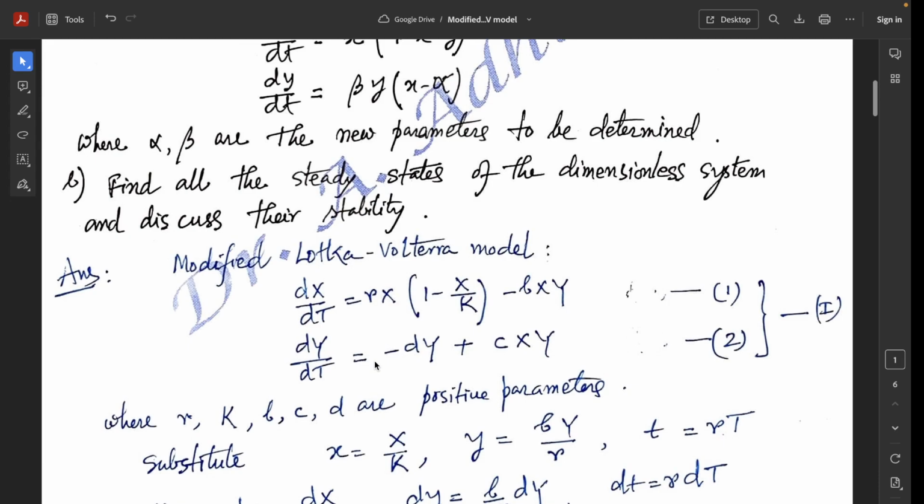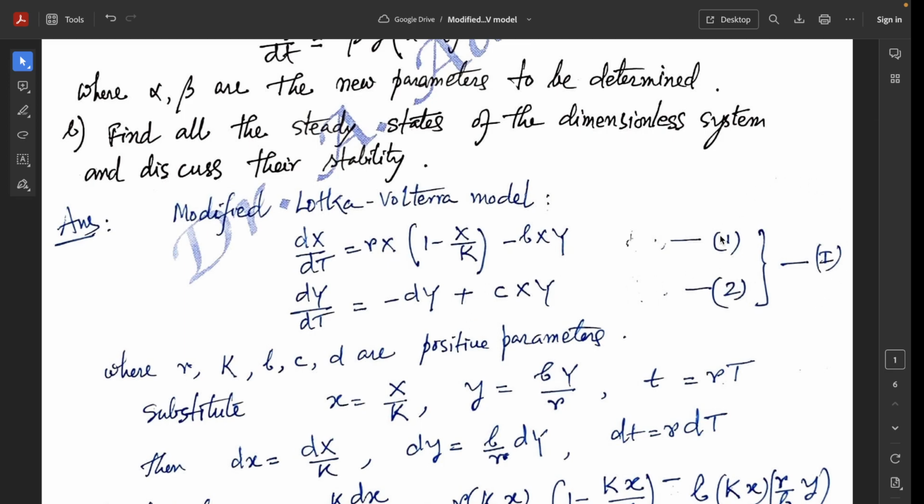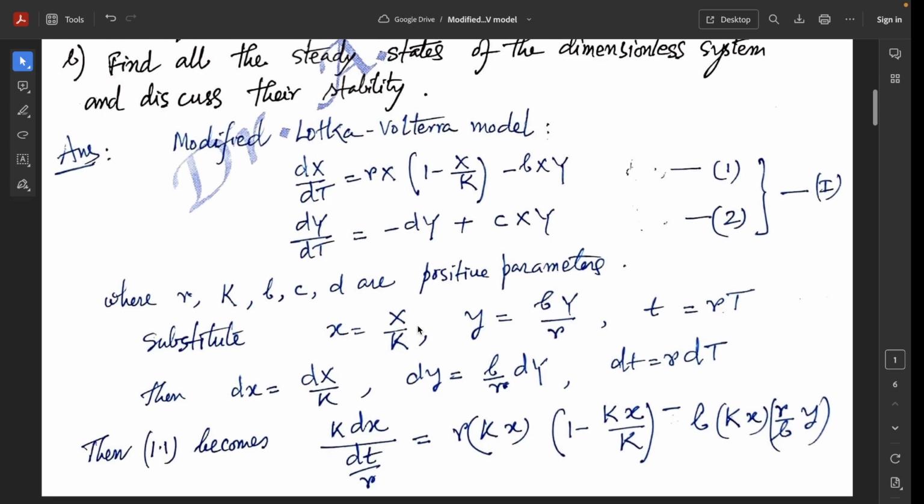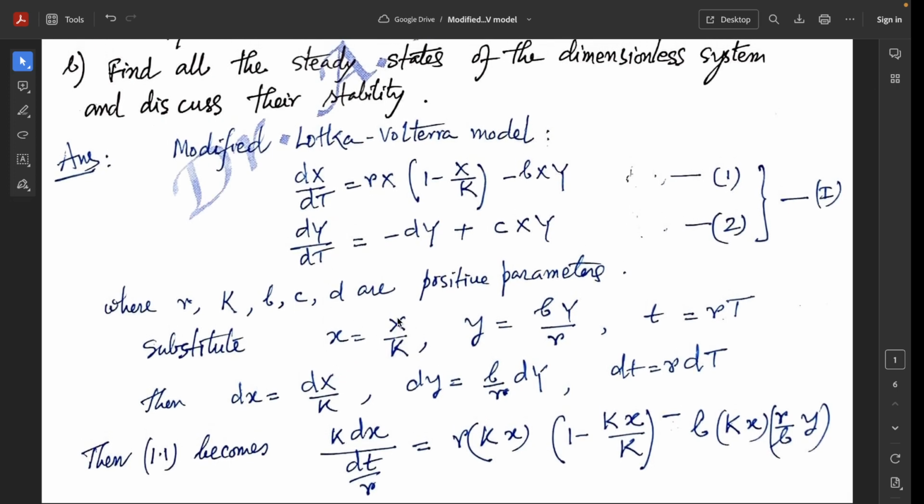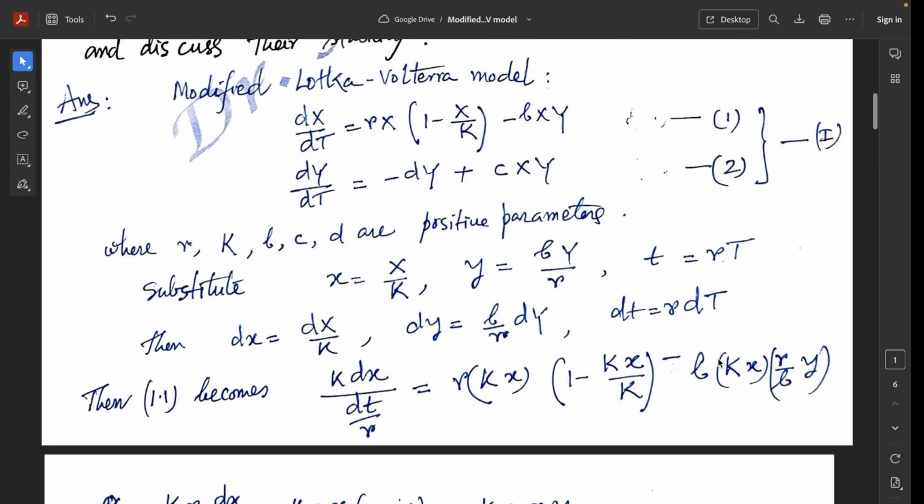Here, the given system, the modified Lotka-Volterra model, is this. Call it 1 and 2. This is the modified Lotka-Volterra model. Now we substitute small x equals capital X by K, small y equals this, and t equals r T. So the differentials are dx equals dX by K, dy equals b dY by r, and dt equals r dT.